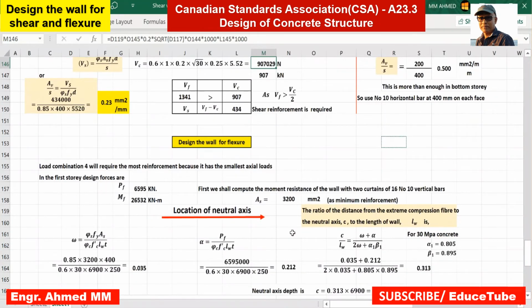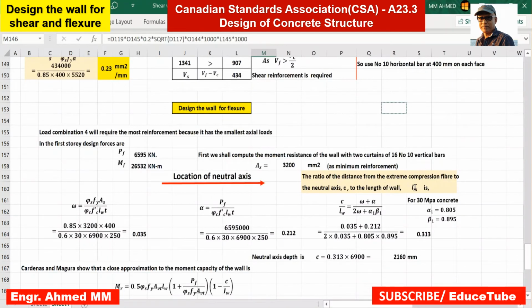Now we will compute this moment resistance of the wall using this reinforcement. That is a very important point here to understand design of wall for flexure. The distance from the extreme compression fiber to the neutral axis is called C. Also we know the length of the wall is LW. So surely we can take the ratio of this C and LW.